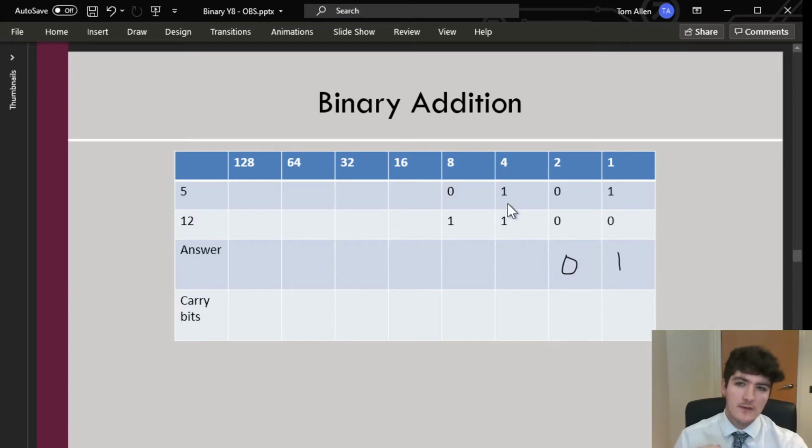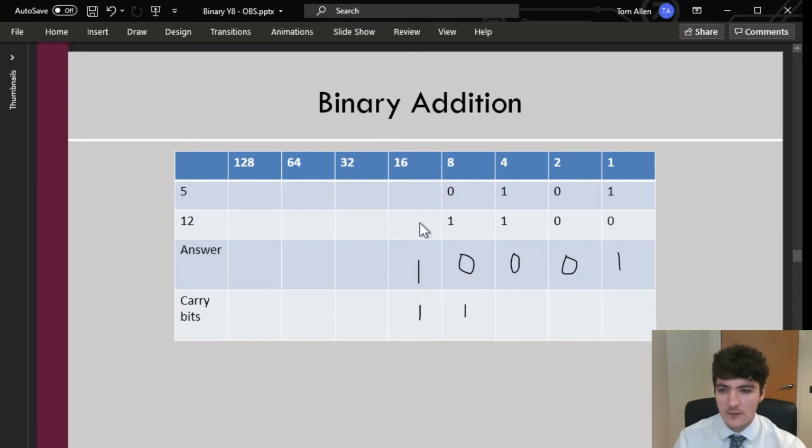1 plus 1. Okay, so this is it. You've got to remember it says 1 plus 1 is 0 carry the 1. So we'll do 1 plus 1 is 0, and then we carry the 1. And here we see 0 and 1, but we've also got to take account of this carry bit here. So 1 plus the carry bit 1 is 0, carry 1.